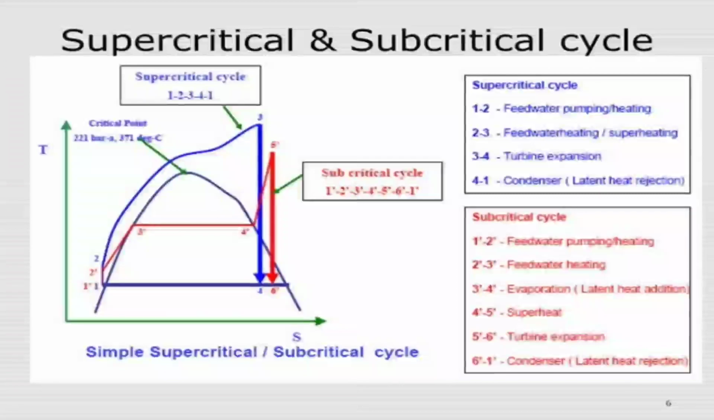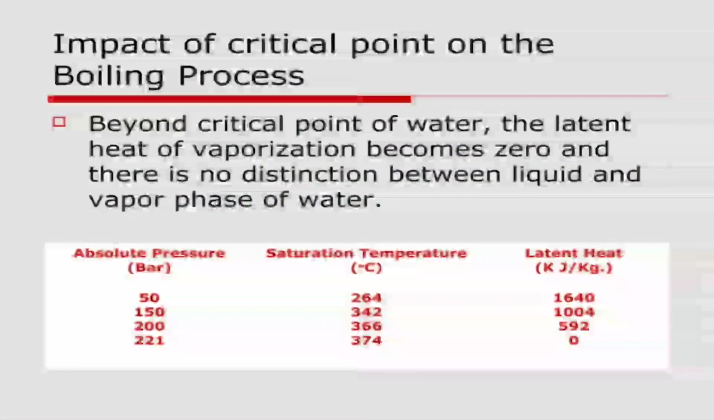In the supercritical stage, the process from 1 to 2 is a feed water pumping and heating process, 2 to 3 is a feed water heating process, and 3 to 4 is an evaporation, that is a latent heat addition process. The 4 to 5 is a superheat process, process 5 to 6 is a turbine expansion process, and process 6 to 1 is a condensation process, that is a latent heat rejection process.